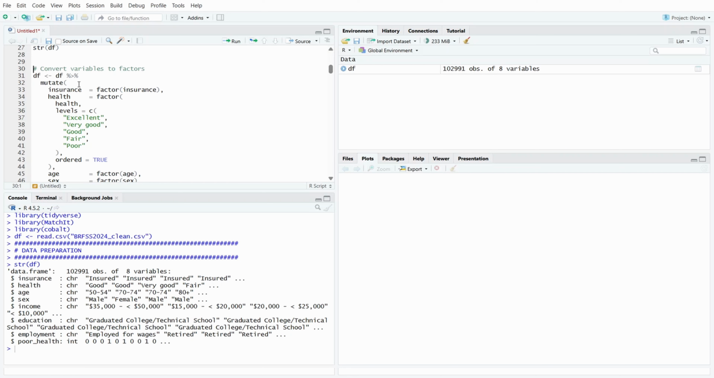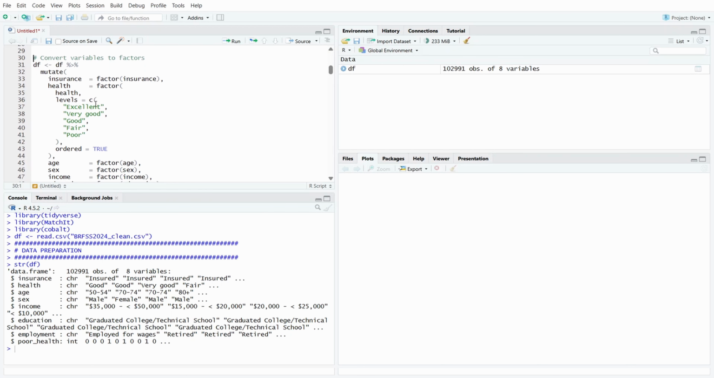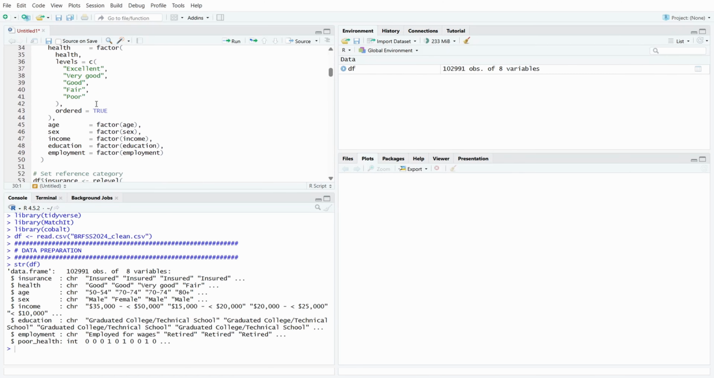Using the mutate function from Tidyverse, we convert several variables into factors. First, we convert insurance into a factor variable. This tells R that insurance status represents categories rather than free text. Next, we convert the health variable into an ordered factor. This step is especially important because health categories have a natural ranking. For example, excellent health is better than very good. Very good is better than good, and so on down to poor health. By specifying the exact order of these categories, we preserve the ordinal structure of the variable. This becomes important later if we perform analyses involving ordered outcomes.